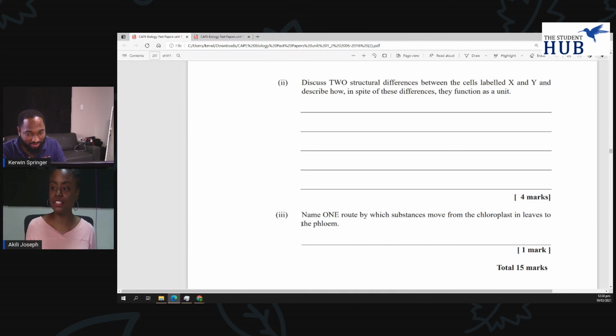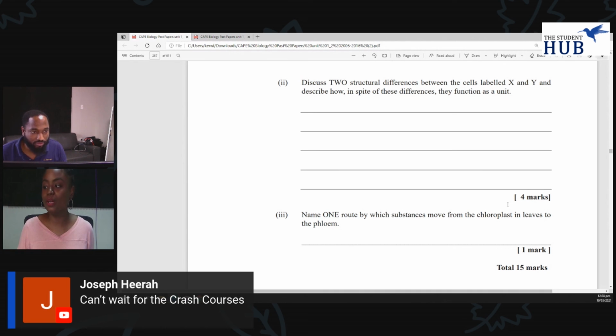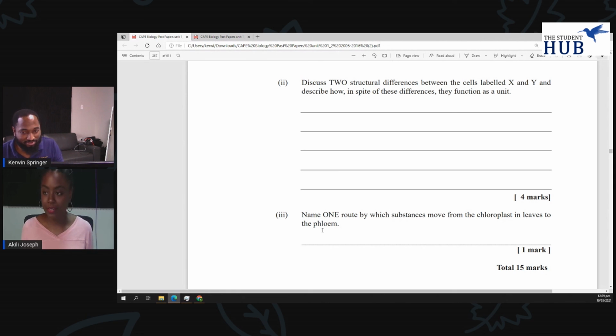Lastly, they said for part 3, name one route by which substances move from the chloroplast in the leaves to the phloem. From the chloroplast in leaves is where glucose is made, and then converted to sucrose and transported as sucrose. So we want to get that all the components made in the chloroplast need to enter the phloem in order to go to other cells that don't photosynthesize, or to your storage organs, say for instance in your root tubers or whatever.